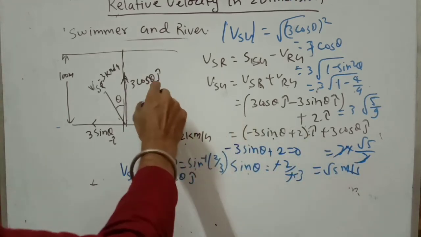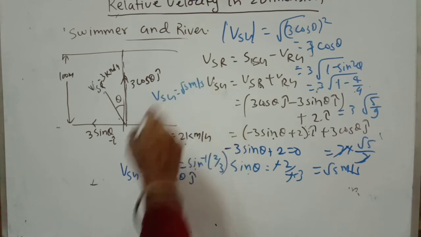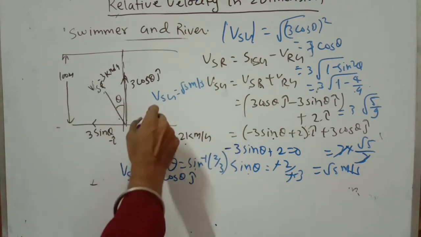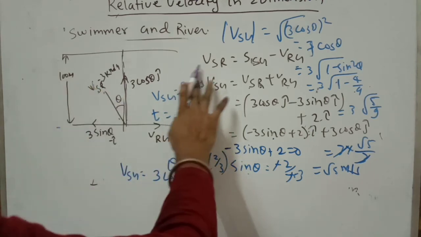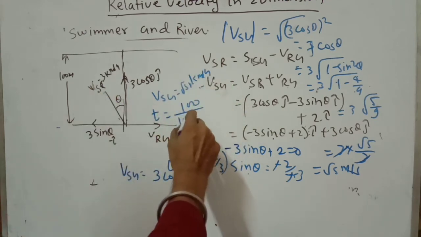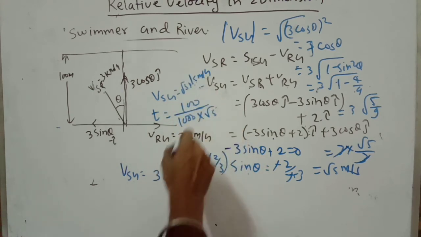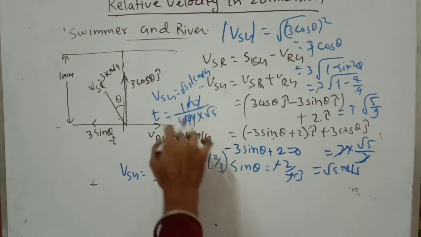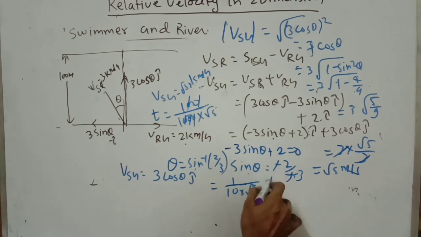This is the velocity of the streamer with respect to the ground, which will become square root of 5 meter per second. So at this time it will cross. So t equals distance over speed. It's in kilometer per hour, so write kilometer per hour. So 100 by 1000 kilometer, divided by root 5 kilometer per hour. So you will get the time, which becomes 10 root 5 second hour. Okay, so this is the time taken to cross the river.